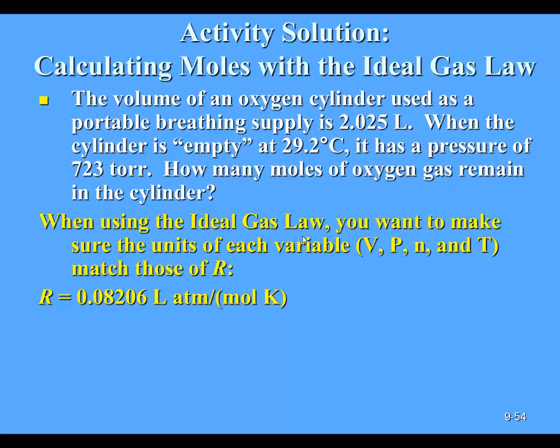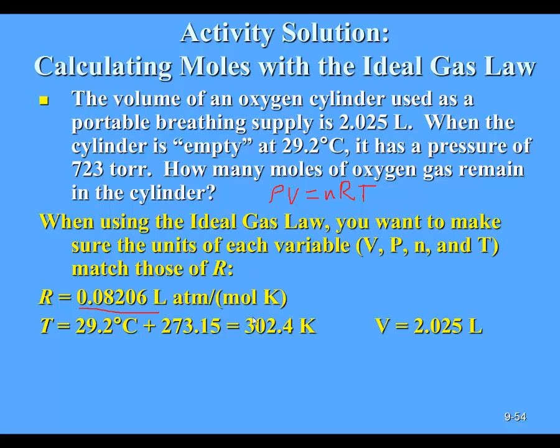Okay, so we're going to use the ideal gas law equation. Remember, we're using PV equals nRT. Very important equation to memorize. I should have the gas law constant memorized as 0.08206 liters times atmospheres over moles times Kelvin. Now my temperature was given as 29.2 degrees Celsius. I want to convert that to Kelvin, so I added 273.15 to get 302.4 Kelvin. And then we had a volume of 2.025 liters. I left this in liters because my gas law constant is in liters. I converted my temperature to Kelvin, my gas law constant is in Kelvin, and we've been used to working with Kelvin with gases anyway. Okay.